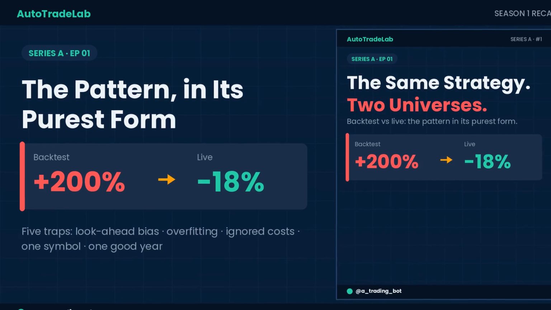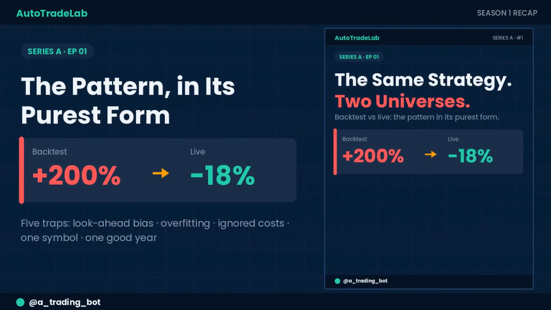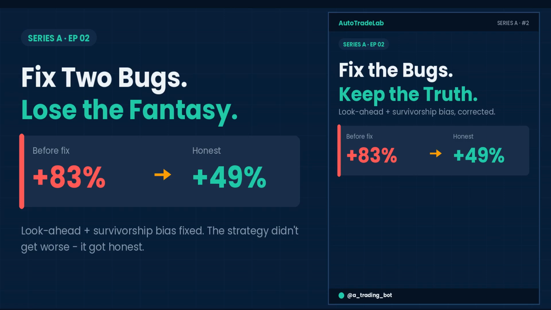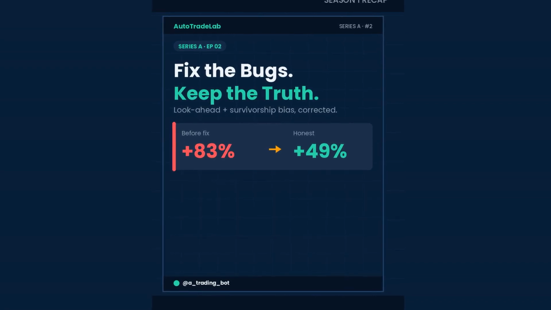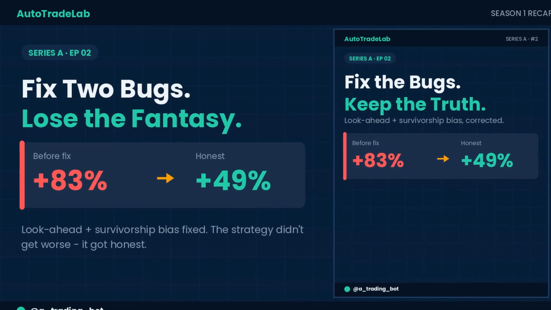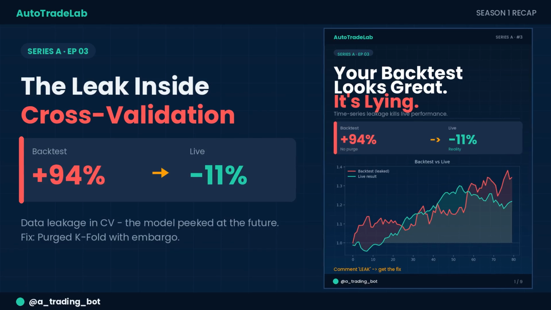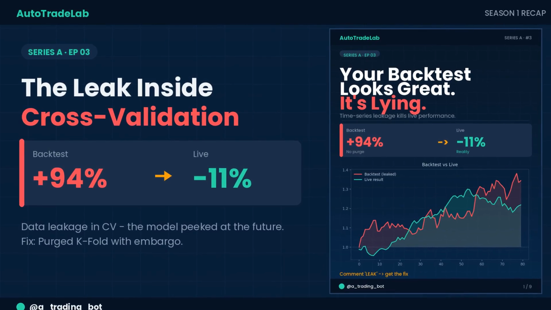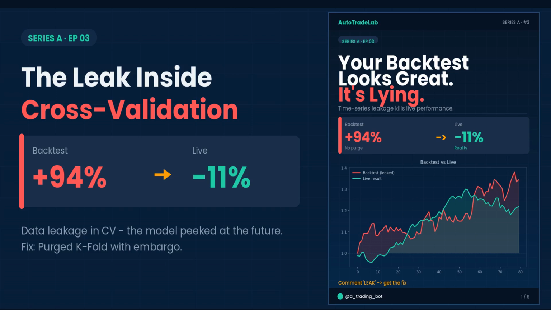So in episode 2, I started hunting those traps in my own code. I took a strategy backtesting at plus 83%, fixed just 2 bugs, look ahead bias and survivorship bias, and watched it drop to plus 49%. The strategy didn't get worse. It got honest. Episode 3, the trap got sneakier. A machine learning model that backtested at plus 94% and went minus 11% live. And the cause was data leakage inside cross-validation itself. The model was quietly peeking at the future during training. The fix: purged K-fold with an embargo.